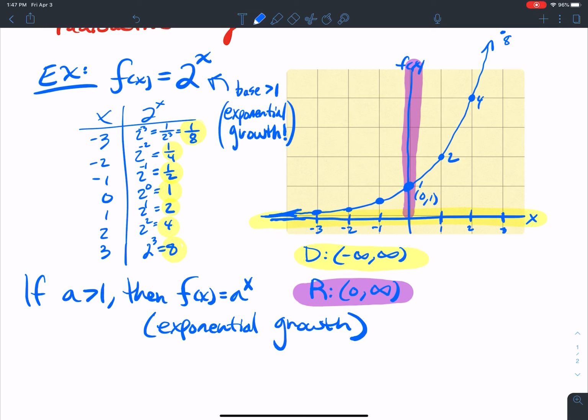Okay? At some point, there's some leveling off, and that's a special type of exponential, but we're not going to talk about that type in this course. Okay, it's a little beyond the scope.